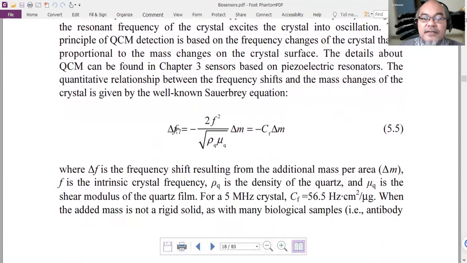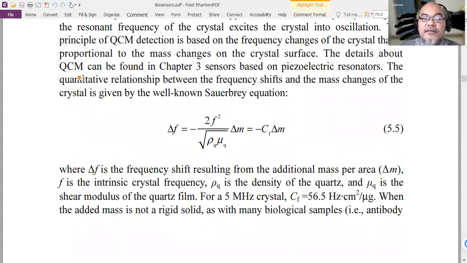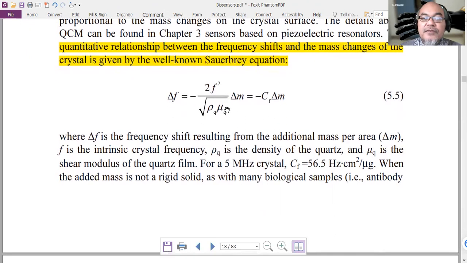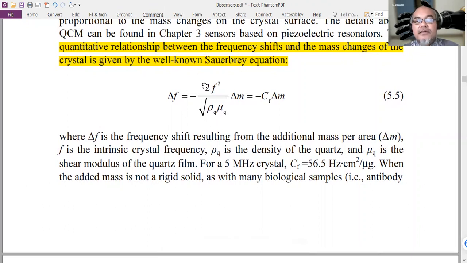Like this, the delta F, this is the shift, is related to the mass change, or the expression between the frequency shift and the mass change is given by the Sauerbrey equation. By the Sauerbrey equation, delta F equals minus 2F squared divided by the square root of rho Q mu Q, multiplied by delta M. This can be shortened as a constant, minus CF times delta M. So the more antigen binds to the antibody, the more complexes are formed, then the mass change will increase, and the frequency will shift even more.